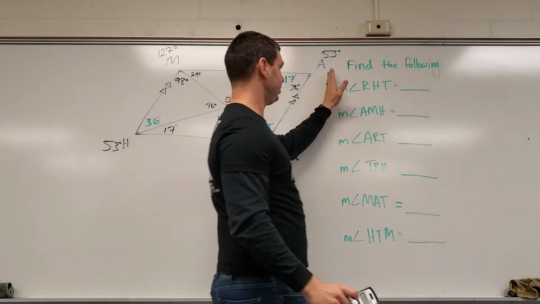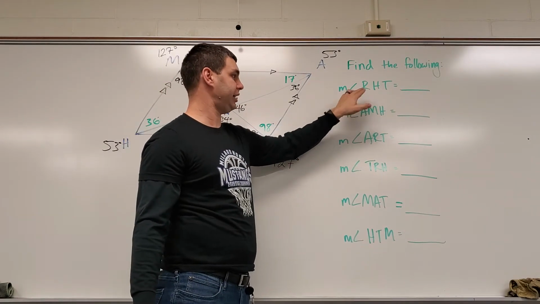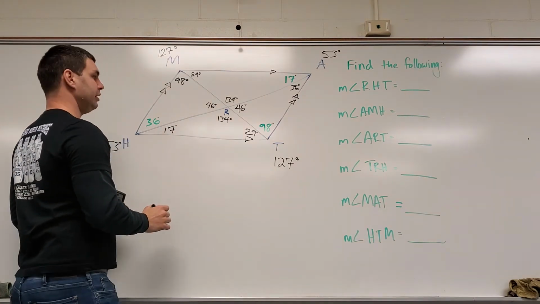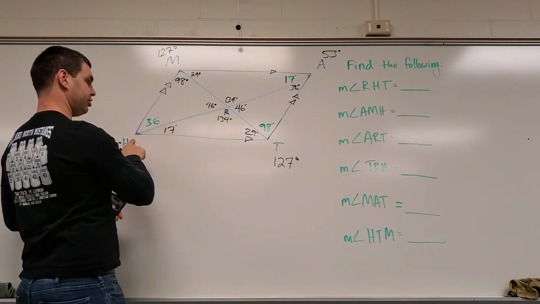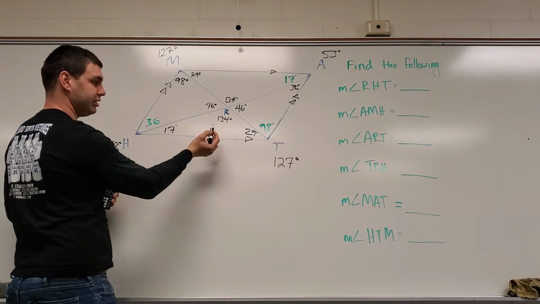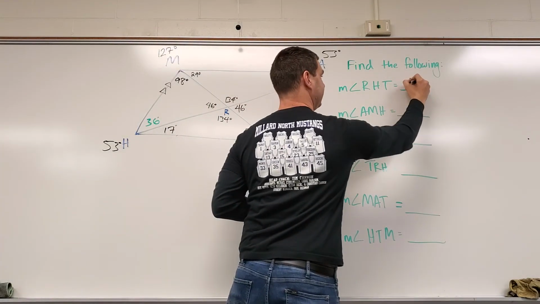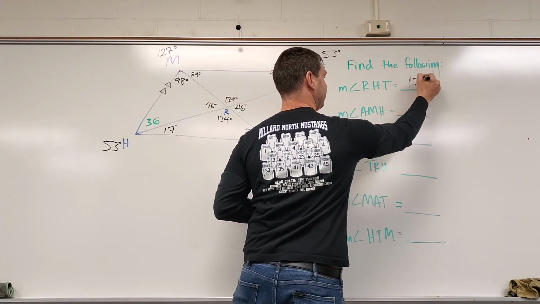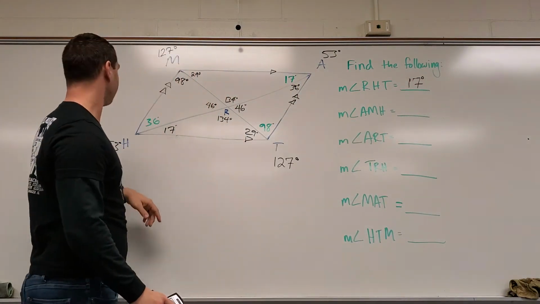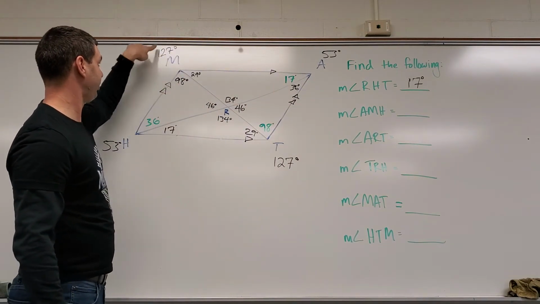Now what I need to do is start focusing on these individual ones. So let's see what it asks us. It says angle RHT. Well, I just like to follow that around and see what points I'm working with. RHT, notice it makes kind of a V shape, and in the middle of that is where the angle is that we're talking about. RHT is 17 degrees. And then the next one, angle AMH. AMH, that's this outside one. Remember, that's the whole thing, 127.